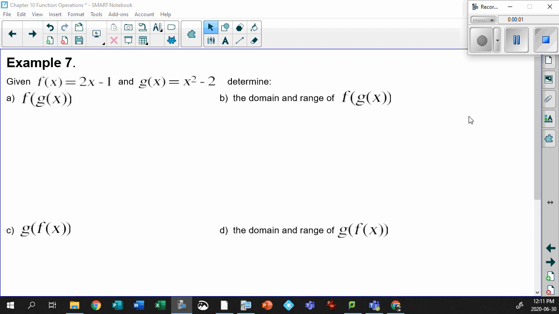So I want to look at a ton of examples coming up here of all kinds of different functions and determining the domain and range of these guys. And what I'm going to do is just do them as quickly as possible. First off, let's do this algebraically.